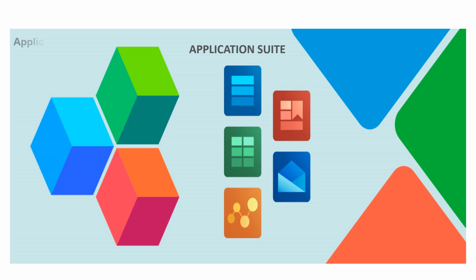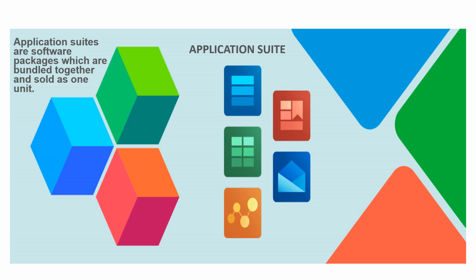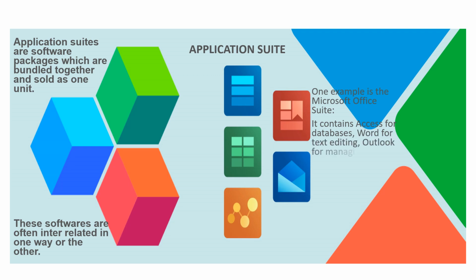And the first one is the application suite. This is a type of computer application, which are software packages bundled together and sold as one unit. And these software are often interrelated in one way or the other. One example is the Microsoft Office suite. We have all heard of this. It contains Access for databases, Word for text editing, Outlook for managing emails, Excel for creating spreadsheets, PowerPoint for presentations, and other software. So this is an example of an application suite, and this is a type of computer application.